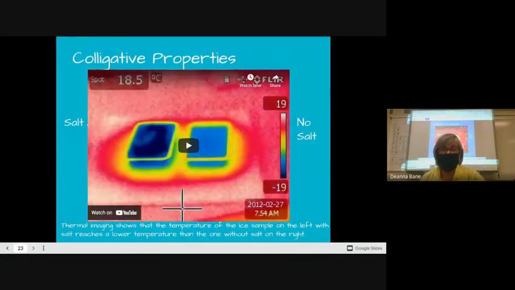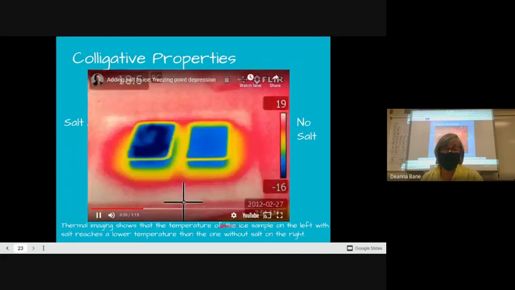All right, so here we have a thermal image of two ice blocks. The one on the left has some salt sprinkled on the surface, and the one on the right does not. And we can see that, this is the tool that they're going to use to measure the temperature at the surface of these ice blocks. So let's see how the temperature of the ice is different.